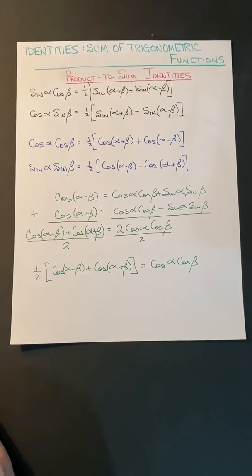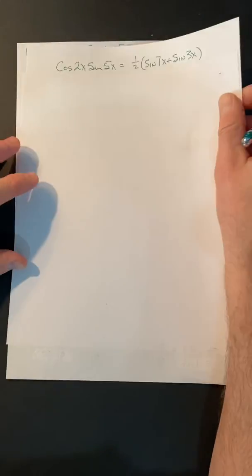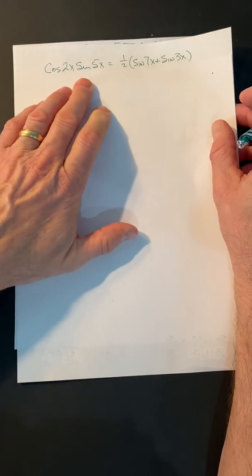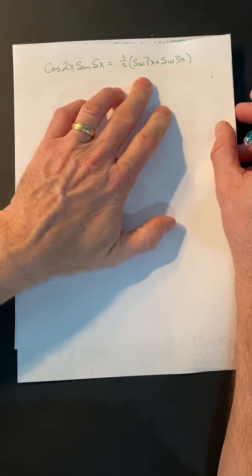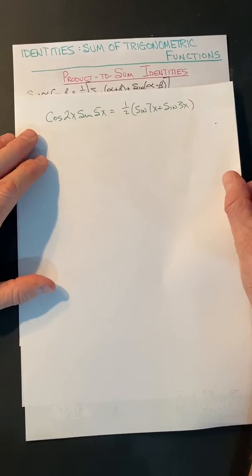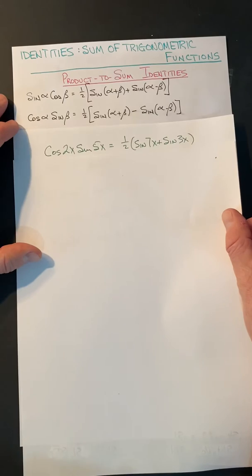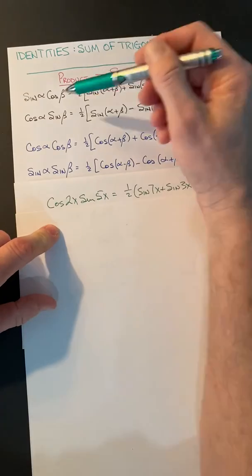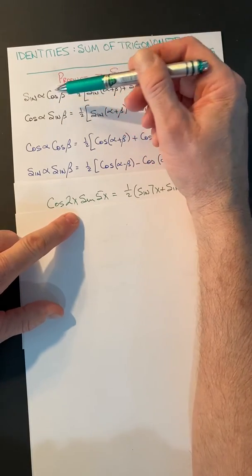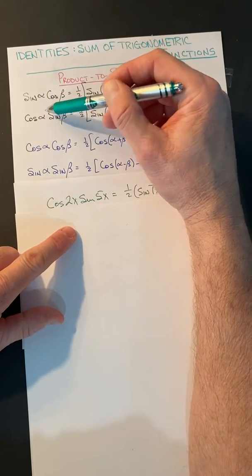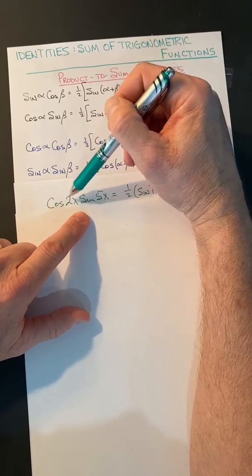Let's talk about an example here, okay? So what if I ask you to verify this identity, okay? Cosine 2x times the sine of 5x is 1/2 of sine 7x plus sine 3x. Well, I look back at my table for a cosine sine. Where do I see a cosine and a sine? Well, it's right there in front of me, isn't it? Cosine alpha, sine beta, cosine sine.